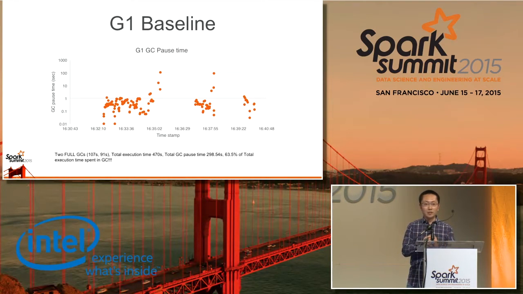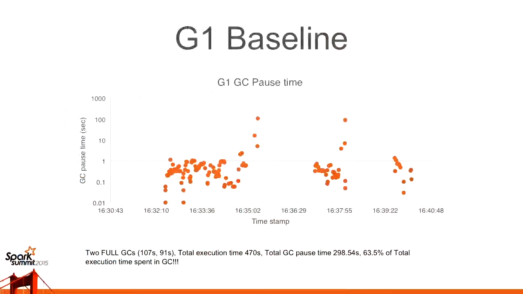So that being said, let's take a look at how this data looks. We tried our baseline run, and here are the GC pauses we get from the GC logs. Apparently, we have some issues here. There are 2 GC pauses that are very long up front. One is 107 seconds. The other one is 91 seconds. Those are single-threaded full GCs. The total execution time for this is 470 seconds, and we have 63% of the execution time spent in those GCs.